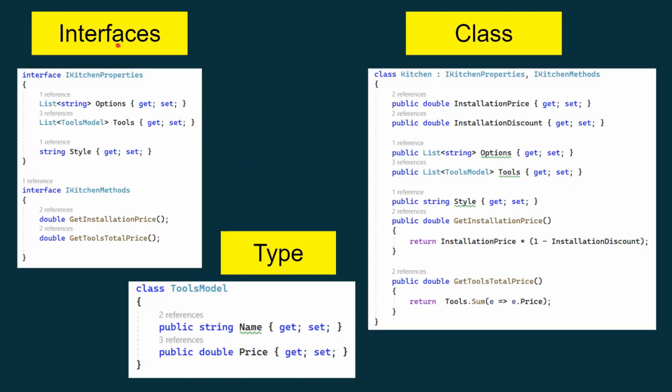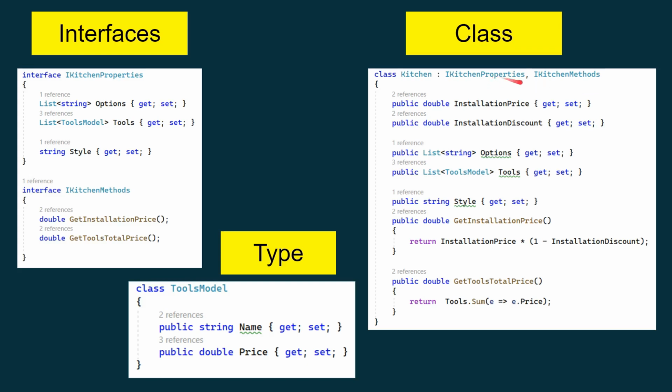And here we have two interfaces, and we have a class Kitchen that implements these two interfaces. If you implement more than one interface, you separate them by a comma, as you see here, and your class that implements those interfaces must have or contain all properties and methods of the implemented interfaces.